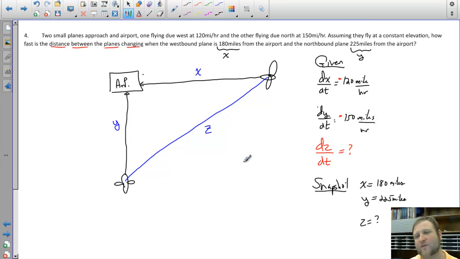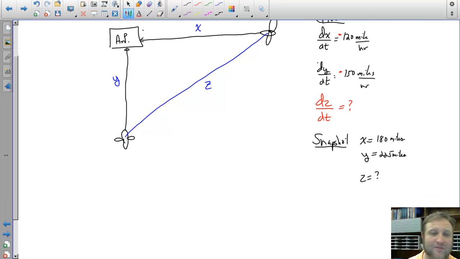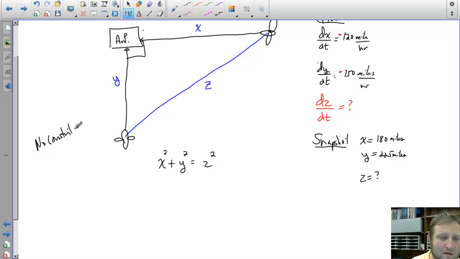But let's see if we can make a relationship of these two. Hopefully now we can recognize that this will be one right triangle. Relating our Pythagorean identity again, we know that x squared plus y squared is equal to z squared. And notice, nothing's constant anymore. This plane is changing, this plane is changing, and the distance between the two planes is also changing. So we have no constants in this problem.